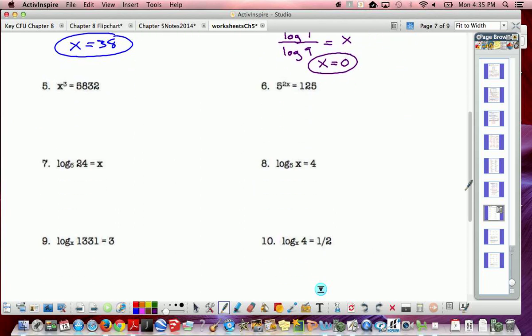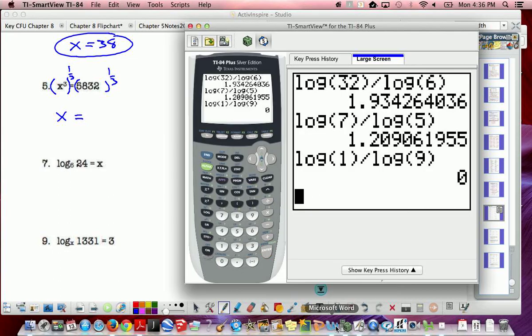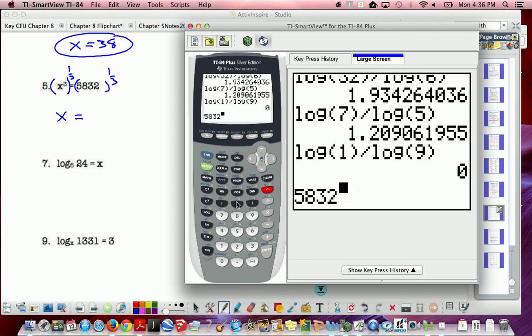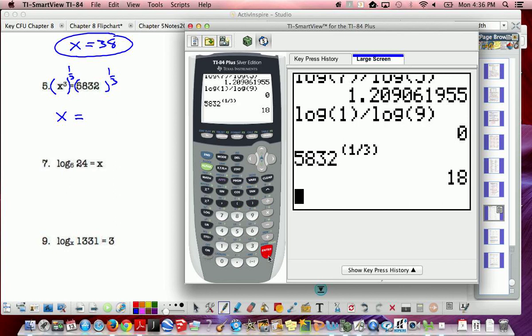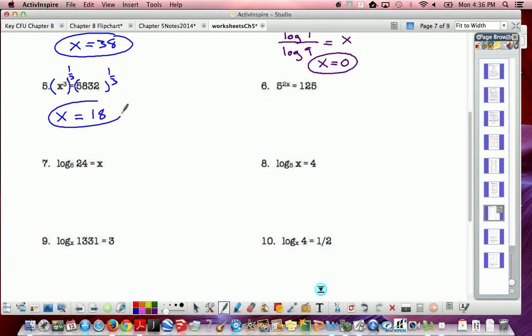All right, on the next one, I could do it one of a couple ways, but here I'm actually not going to use logarithms. I'm going to use some of the rules that I learned before and take this to the 1/3 power. So this one actually doesn't involve logarithms, and that happens I think on the next couple problems. So 5832 raised to the 1 divided by 3 power. Go ahead and hit enter and voila, I get 18. Nice whole number.